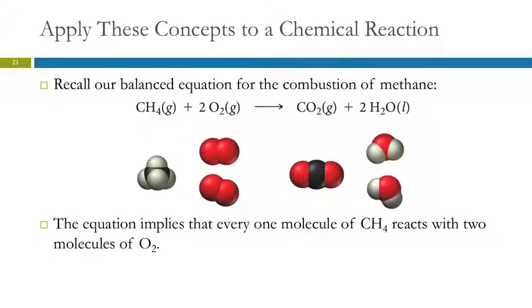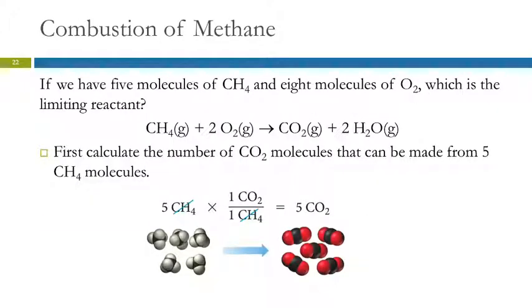So let's apply these concepts to a chemical reaction. So we looked at this one when we were talking about how to balance equations. So here we have 1 methane molecule and 2 oxygen molecules, and here we're going to make 1 CO2 molecule and 2 water molecules. So if we have 5 molecules of methane and 8 molecules of oxygen, which one is going to get used up first?